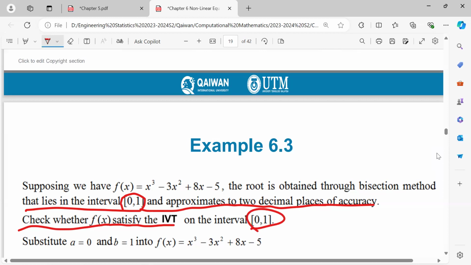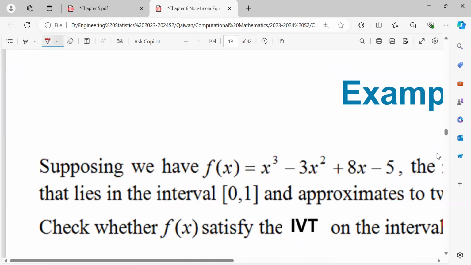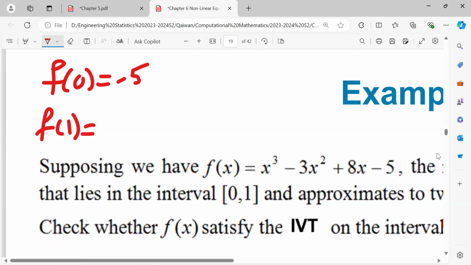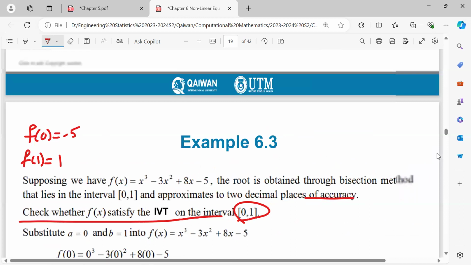How to check? We need to check the function at both endpoints of the interval. We have to find f of 0, which is -5, and f of 1. Look, f of 0 is negative. f of 1 is positive. So it satisfies the intermediate value theorem. It's just asking for checking whether it satisfies the intermediate value theorem or not.